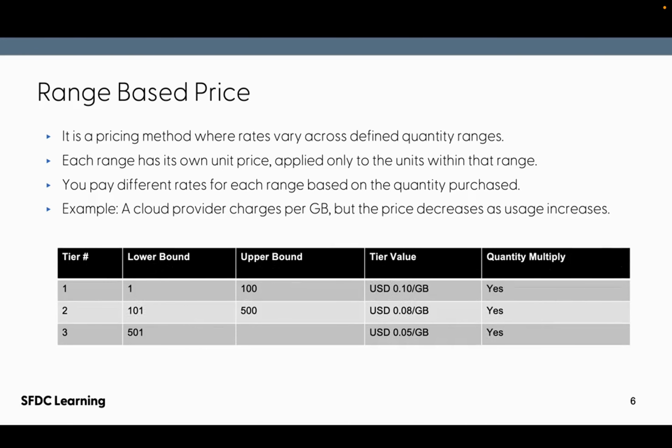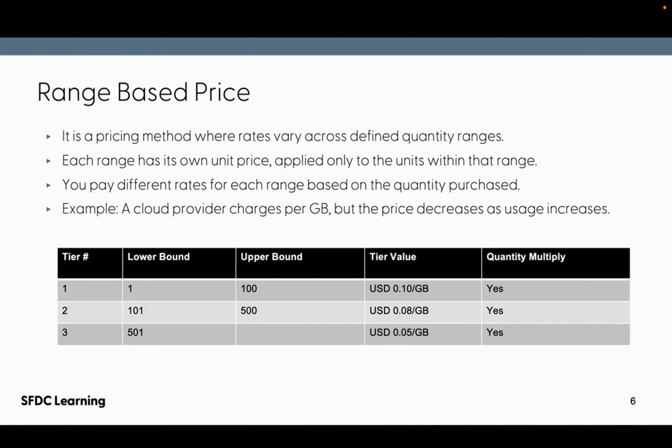So if you are consuming between 1 to 100 GB of space, they will charge you $0.10 per GB. Again, the quantity will be multiplied. If you are consuming something between 101 to 500 GB of space, you will be charged at 0.08 USD per GB. And 501 onwards, anything that you consume, the storage you occupy, you will be charged at $0.05 per GB. And in each case, quantity will be multiplied.